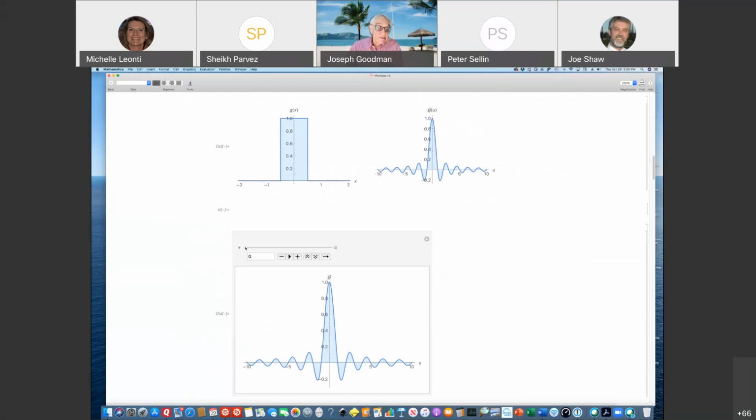This bar will let me adjust the frequency of the cosine, and we'll see what happens as we increase that frequency. Right now, the frequency is 0, so I have just a rectangle function. And we see that the spectrum is the sinc function, just as we had before.